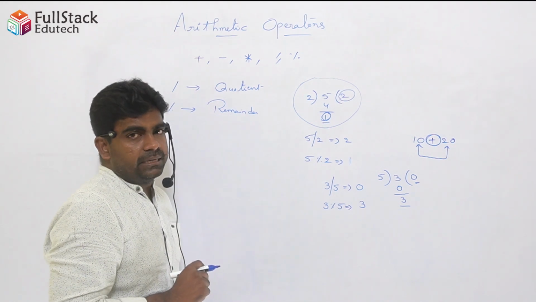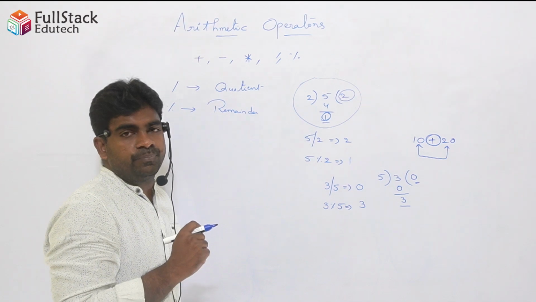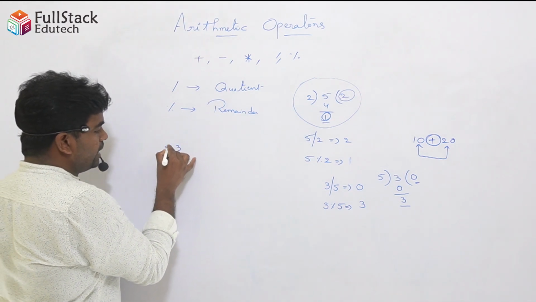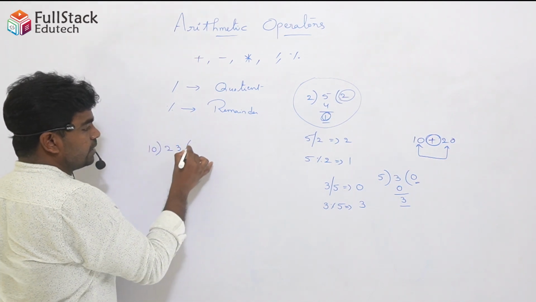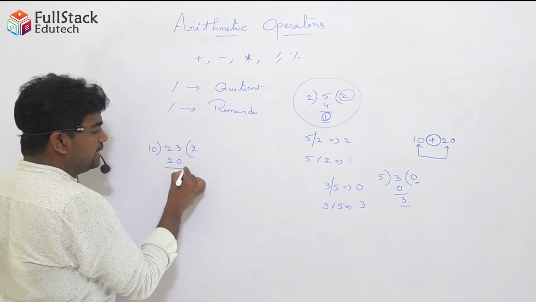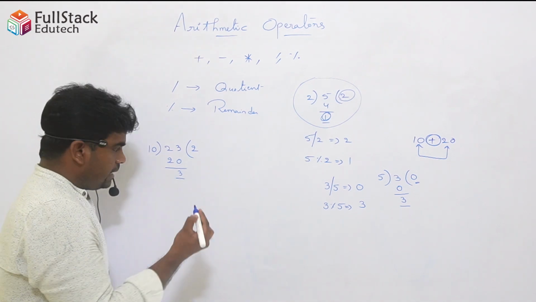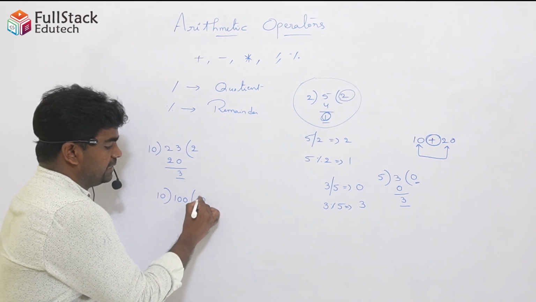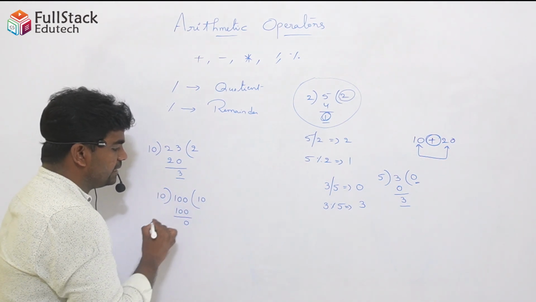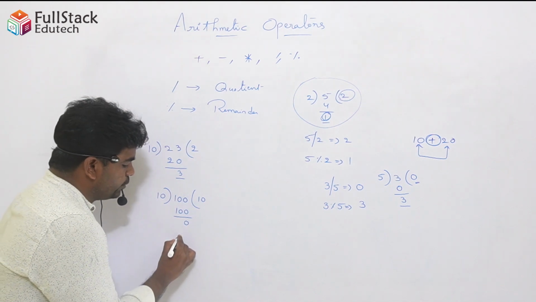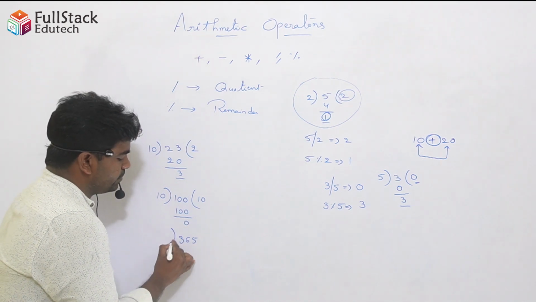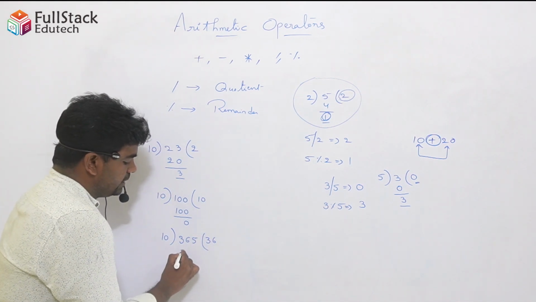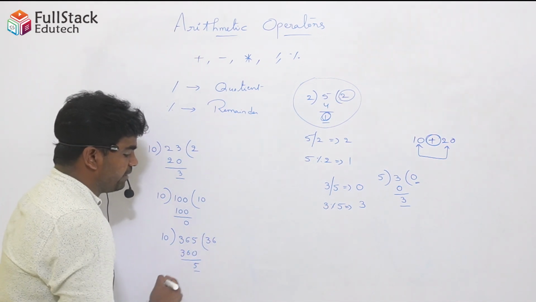In arithmetic operators, we mostly concentrate on one more thing. What is that? Any number you divide by 10. For 23, how many times? 2 times gives 20, and the remainder is 3. Next, take 100 and perform the division operation with 10. 10 times 10 is 100, and the remainder is 0. One more: for example 365, I am dividing by 10. How many times? 36 times. It's 360 and the remainder is 5.